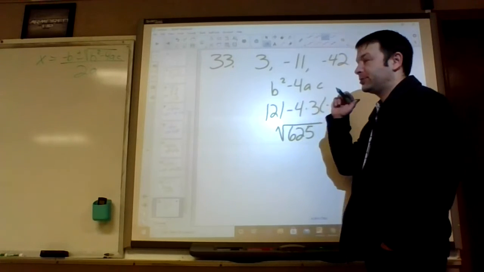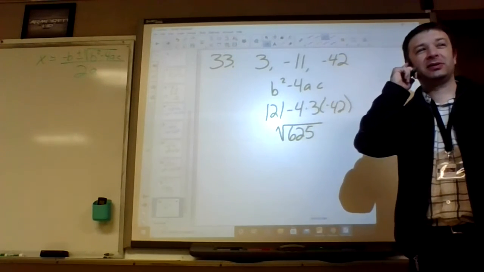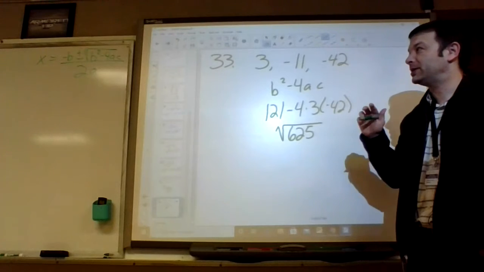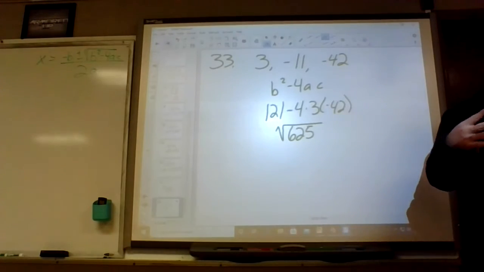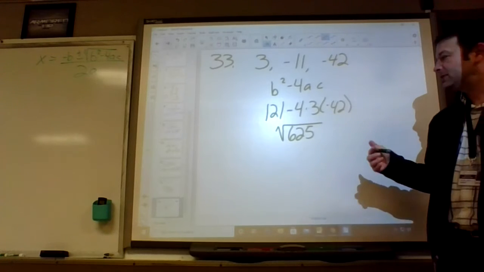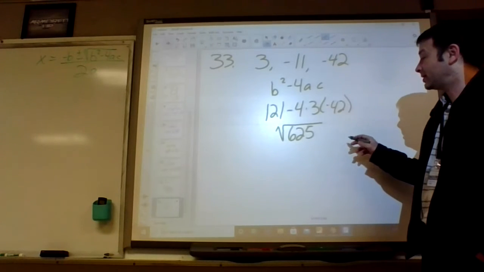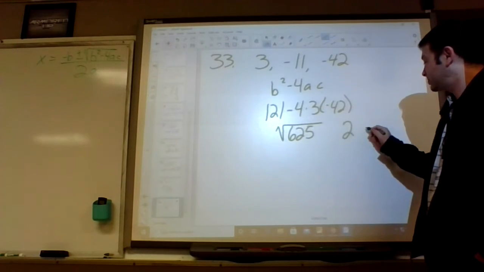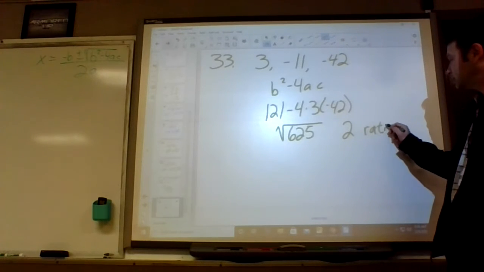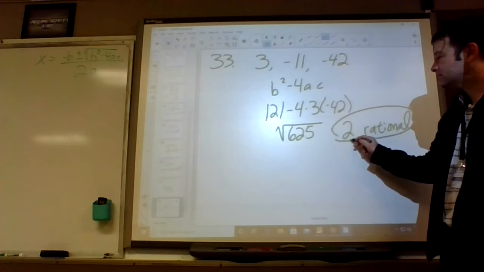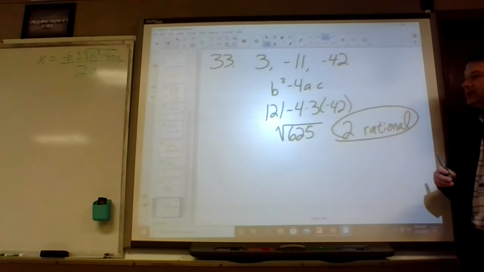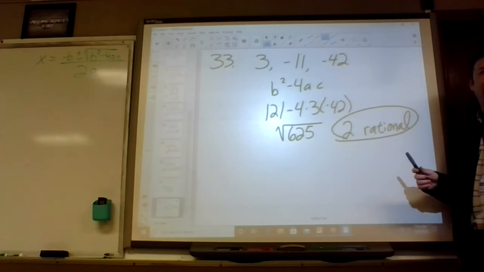So what kind of answers are we going to get when we get 2 rational? 2 rationals, right? We're going to get kind of normal answers, basically. They're either going to be like integers or fractions. Fractions are another way of saying rational numbers. So the answers are going to be 2 rational answers. Which means it is factorable.